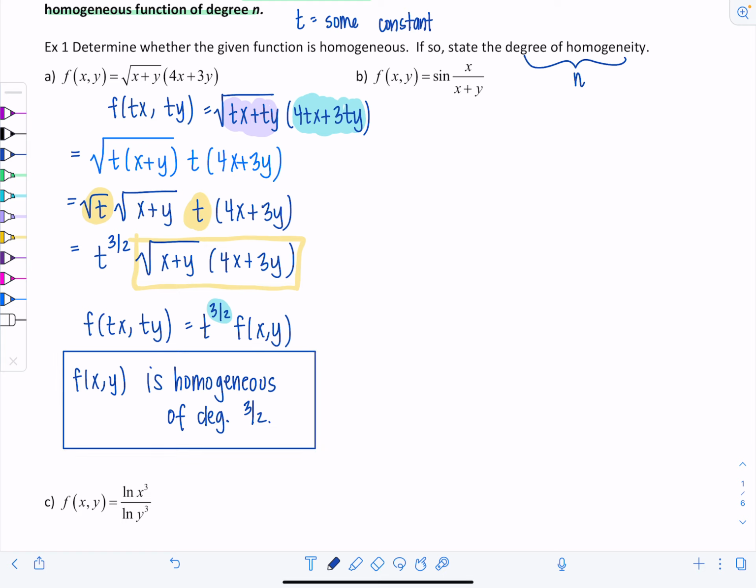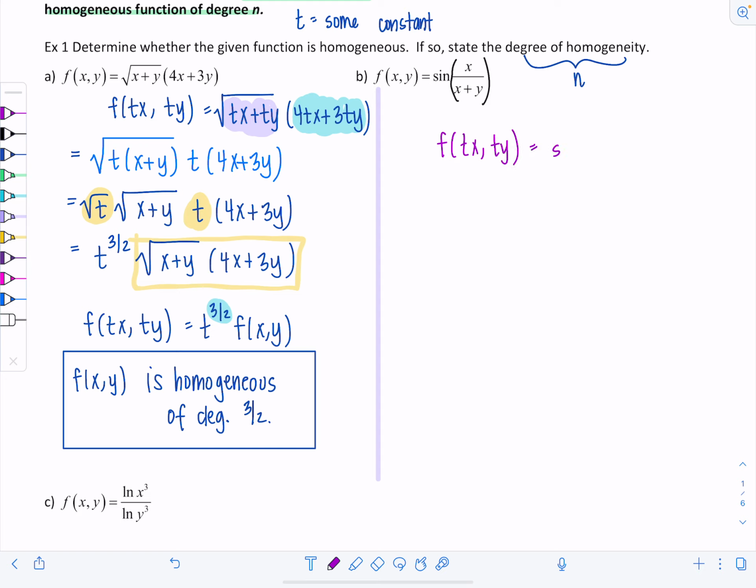Let's look at another example, just so we can get the hang of this definition and what homogeneous functions look like. So here we have f of x, y equals sine of x over x plus y. So x over x plus y is the entire argument. If it helps you and you want to add some parentheses here, feel free. So let's go straight for the definition. Don't forget the definition. We want to evaluate what is f of tx, ty.